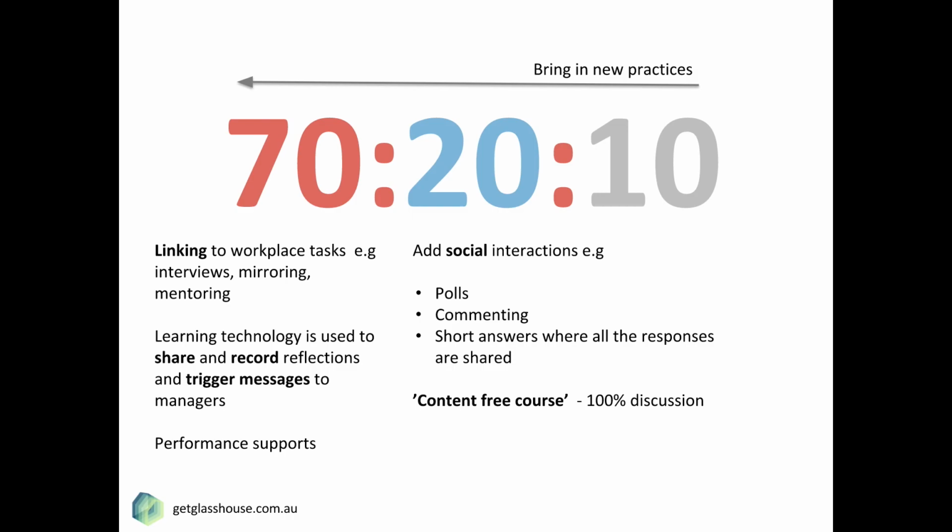Quite often people think straight about discussions and Yammer and Facebook style things, but there's some really other simple things you can do as well. Things like social interactions around polls, simple commenting, and short answers where someone might be asked a question, and then after they have that response, they can see what everyone else's responses are.